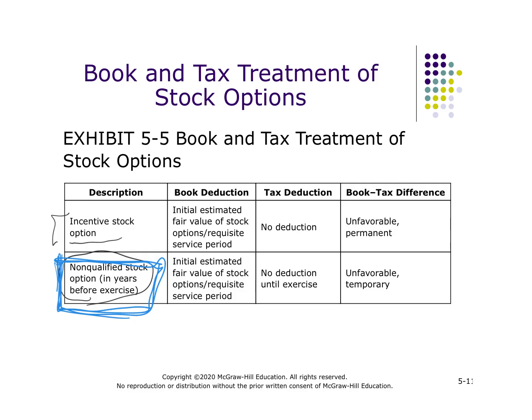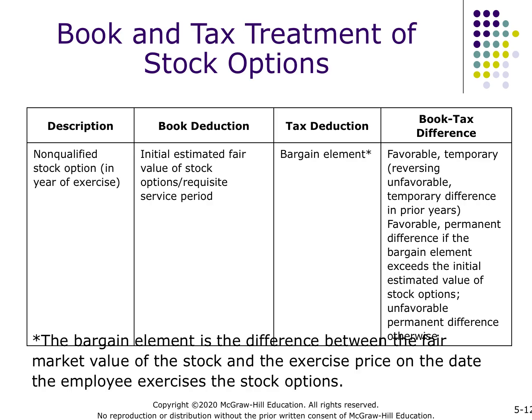And so you're going to see that their book deduction is the initial estimated fair value of the stock. And then initially, there's no tax deduction until those stock options are exercised. The book tax difference is unfavorable and temporary. So initially, they get a book deduction but no tax deduction. So what that does in the year that they are granted is give you an unfavorable temporary difference.